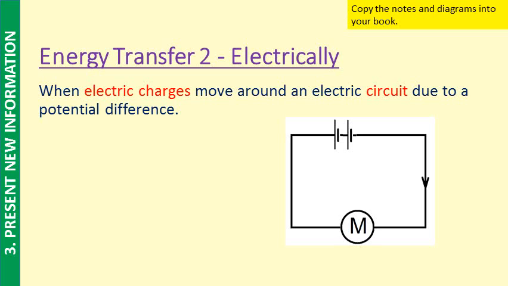Another way energy can be transferred is electrically. So when an electric charge moves around the circuit due to a potential difference, so the push moving the electrons around the circuit.